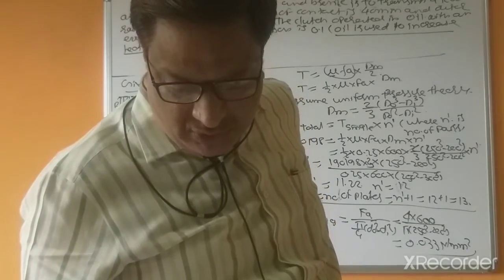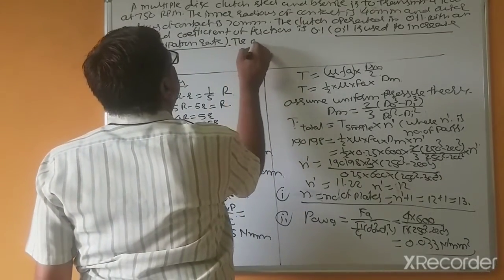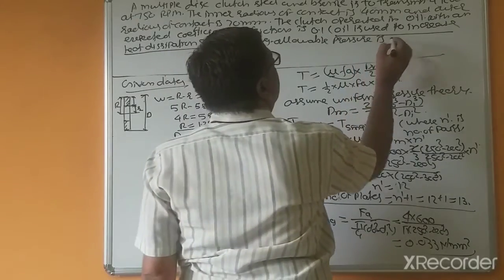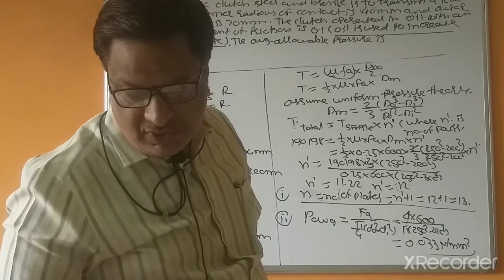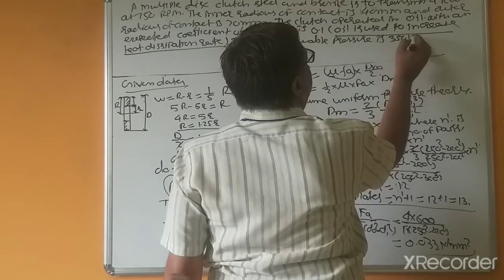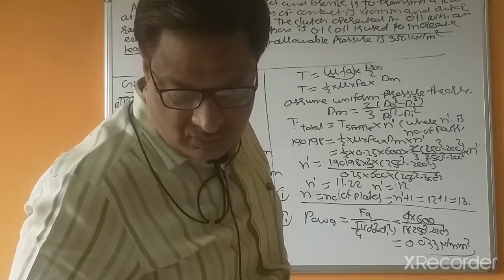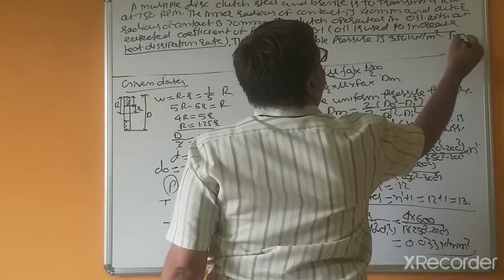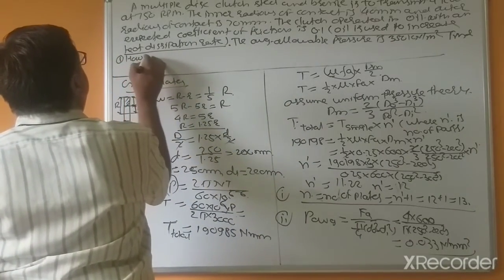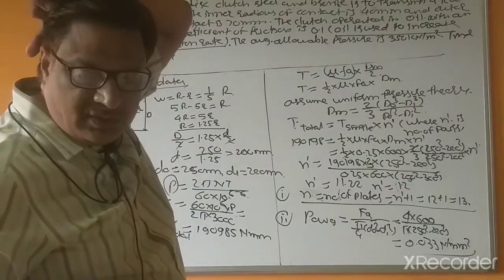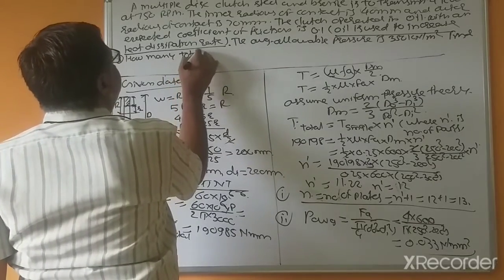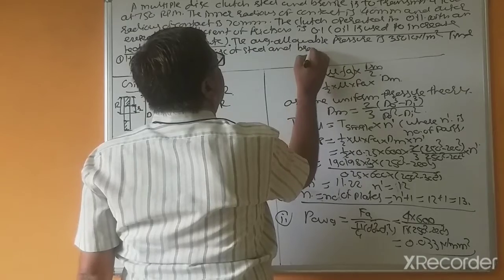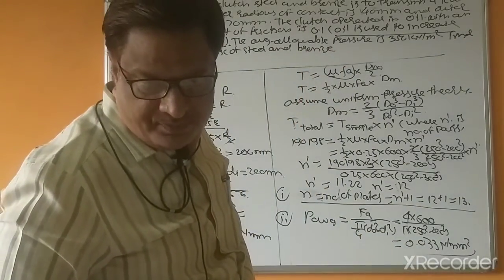The average allowable pressure is 350 kilonewton per meter square. How many total discs of steel and bronze are required? So find how many total discs of steel and bronze are required.